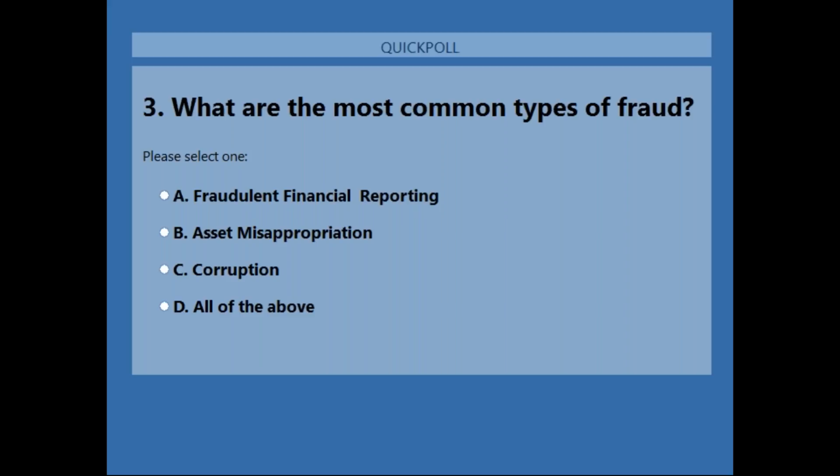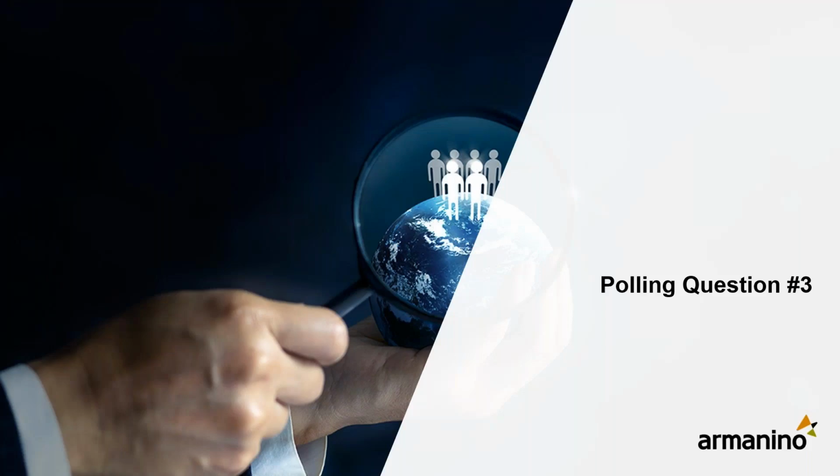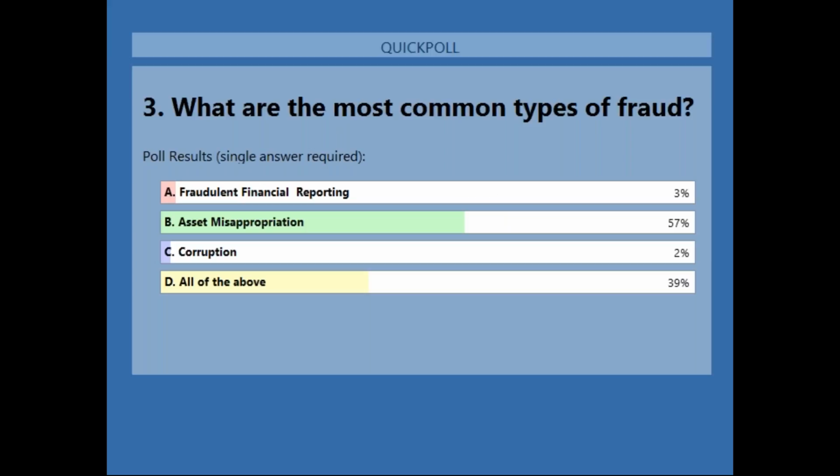All right, we're going to close the poll in 3, 2, 1. I know that the wording of the question could be confusing. Asset misappropriation, which the majority of you answered, is the most common type of fraud. Of course, all three are common types of fraud, so all of the above sounds good as well. But again, asset misappropriation is prevalent in over 90% of all frauds.